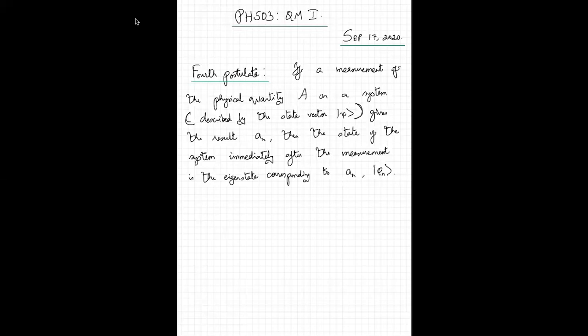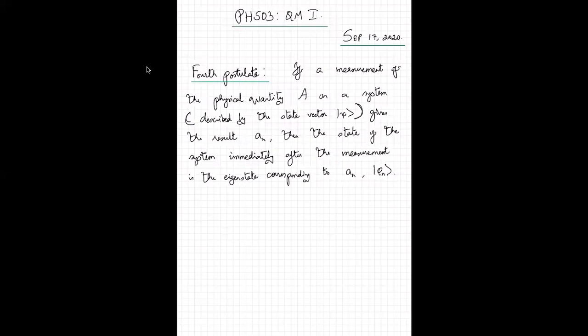The probability that I will get a particular eigenvalue is given by the absolute square of the overlap of the state vector of the system with that corresponding eigenvector, right? But what happens after measurement? After measurement, the experimentalist knows that she has gotten the value 10, right? So there is no ambiguity immediately after the measurement.